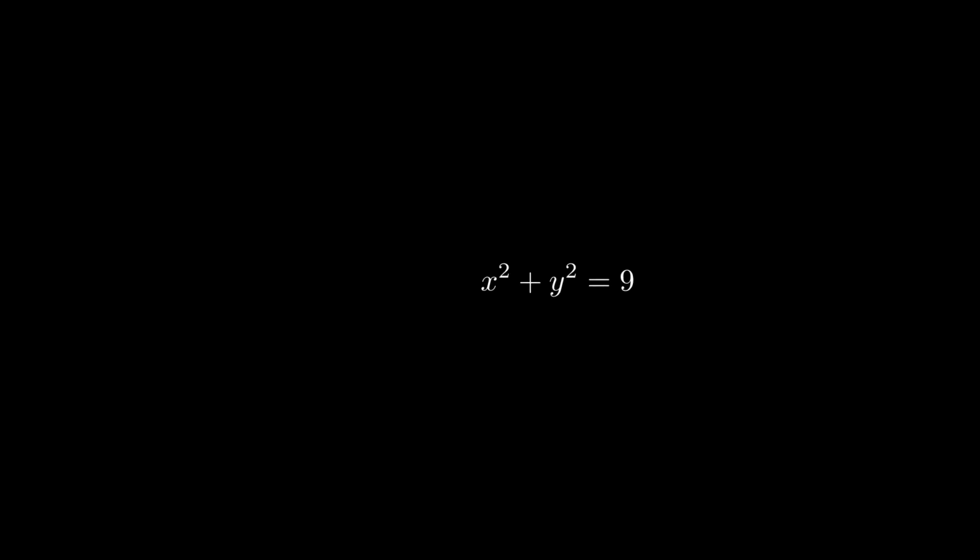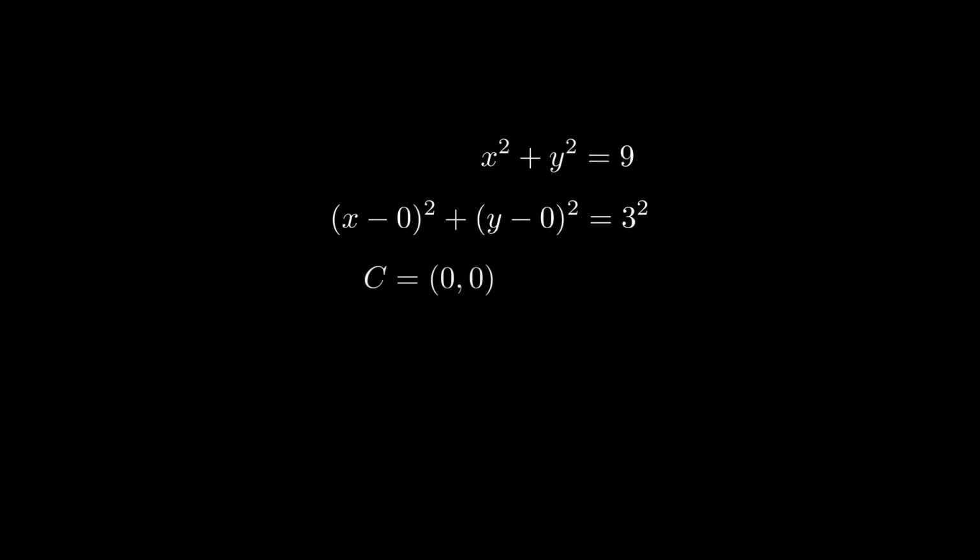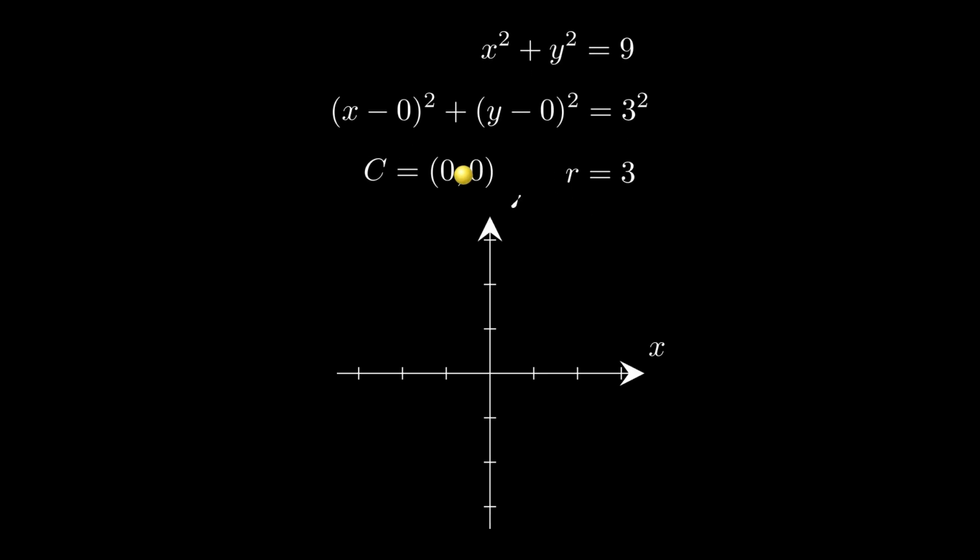This is a similar equation to the previous 2 circles that we drew. It can be rewritten as x minus 0 the whole squared plus y minus 0 the whole squared equals 3 squared. Therefore, the center of this circle is also 0, 0, and the radius is 3. Please draw the circle now.